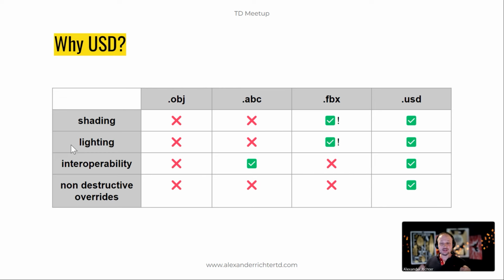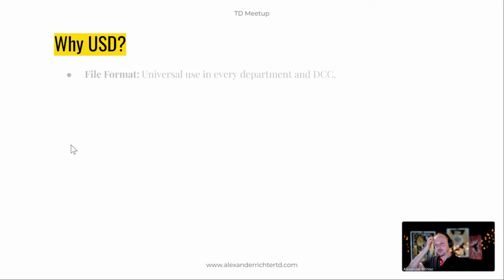What does USD give us? All of them. It allows us to use it in shading. It allows us to use it in lighting. It allows interoperability, which means we can transfer and move it between different DCCs. And it has non-destructive overrides. That means we can remove certain elements that we overrode before and go back to a previous state. If you think about it, USD is a file format, and it's universal.